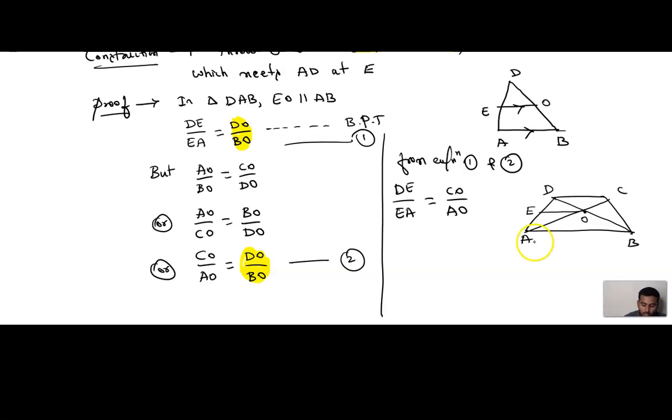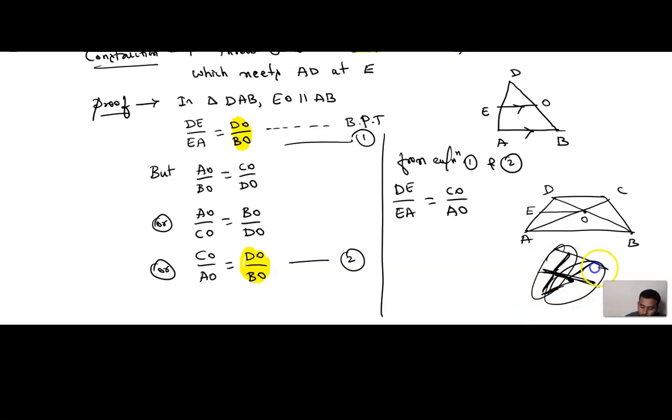Understood, children? Can you see where DE is? It's here. DE is proportional to EA. See the trapezium figure. DE is proportional to EA. CO is proportional to OA. This side is proportional to this side. Correct? Are you getting it, children? Similarly, can you see this side? CO, this side is proportional to this side. It means this side is proportional to this side.